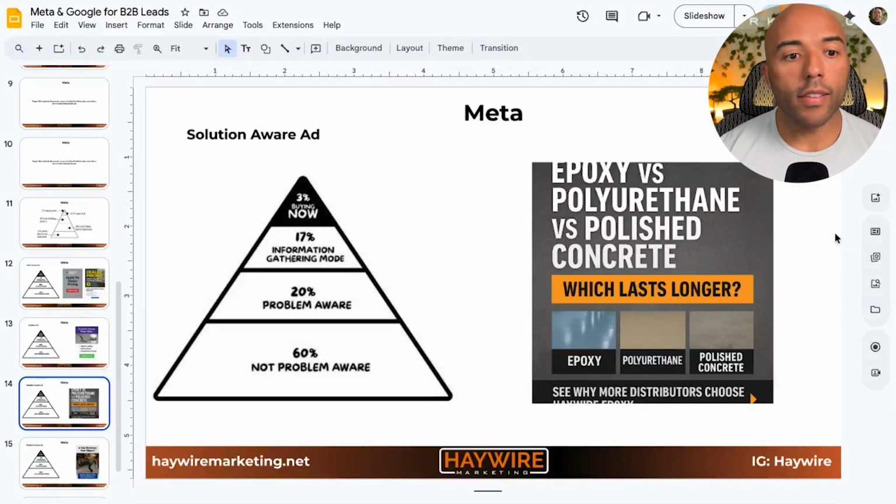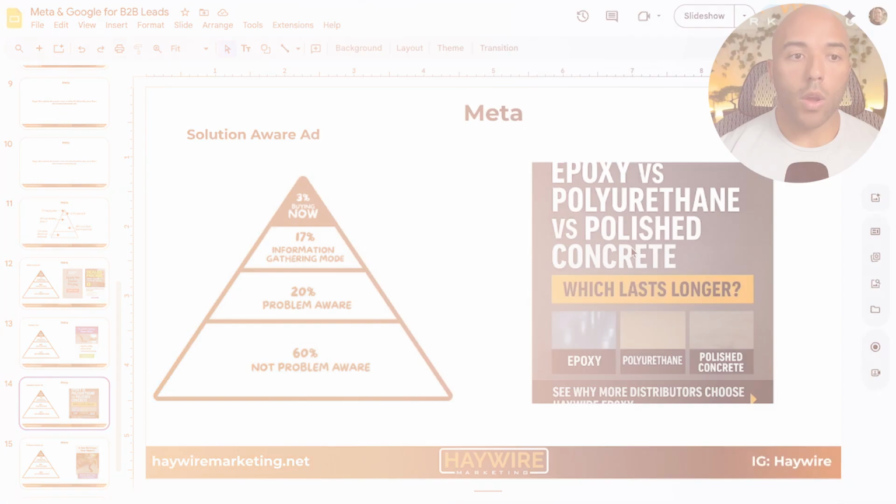So if you have a package you want to put together or a discount offer, this is a specific ad to place it on. Now, this is where we get to people who are in the information gathering mode. And this is where we begin comparing different types of products out there, but not calling out any brands. We want to show them the solution to our product.